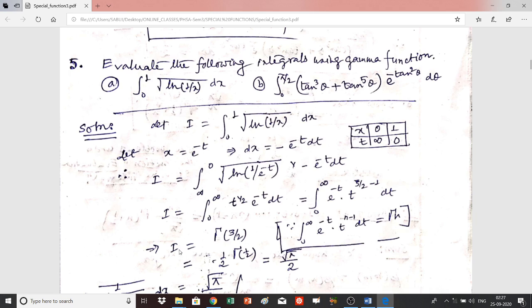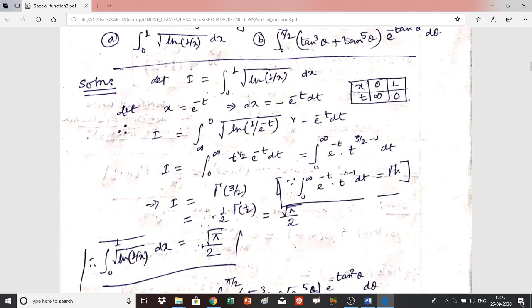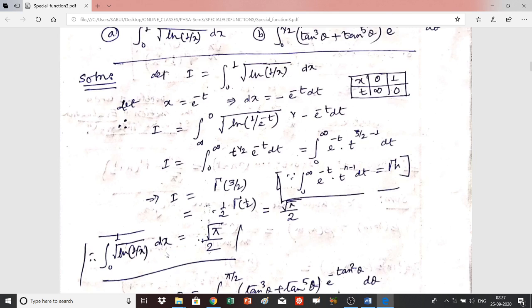So from this relation, I is equal to gamma 3 by 2. And you know that gamma n plus 1 can be written as n times gamma n. So 3 by 2 can be written as 1 plus half, and that will give you half of gamma half. And you know that the value of gamma half is square root pi. So this will give you square root pi by 2. So the integral from 0 to 1 of square root log 1 by x dx is equal to square root pi by 2.